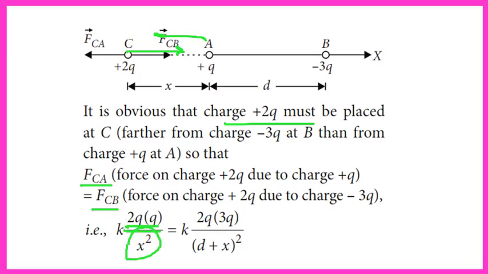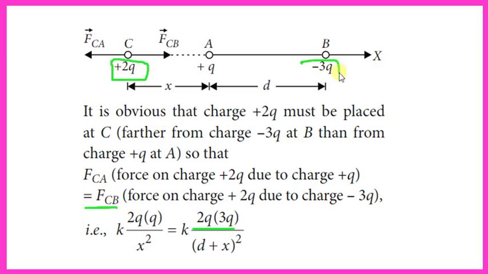Okay, this thing is clear. Now the force FCB, this is what? You have to take just the magnitude of the charge. The charge is 2q and the next charge is 3q. So k q1 q2 upon r square, where the distance is d plus x, the total distance, d plus x whole square.